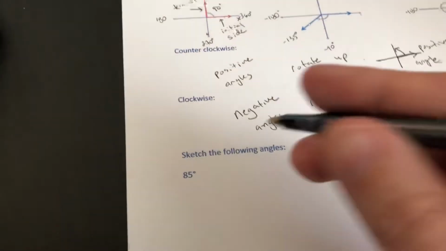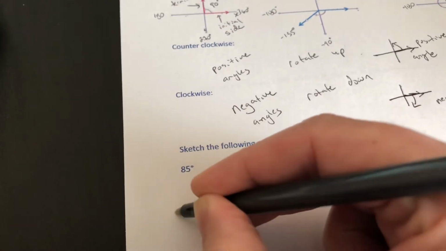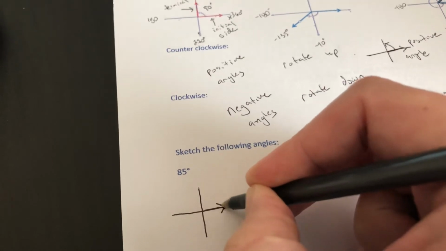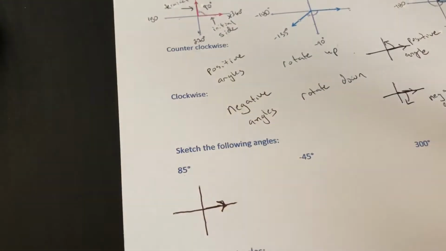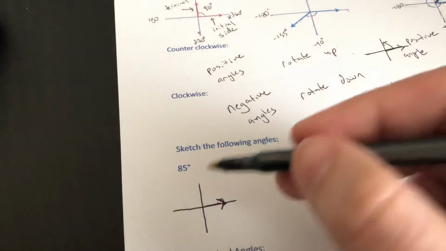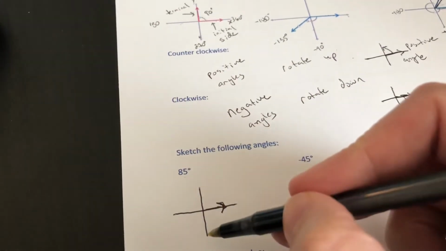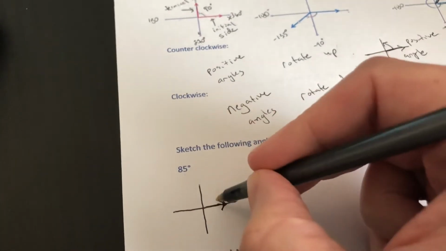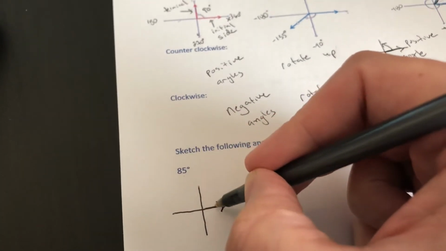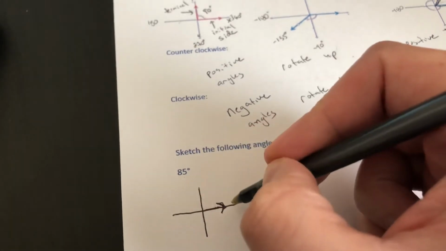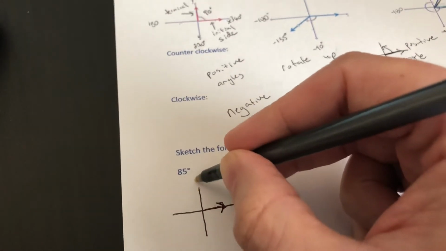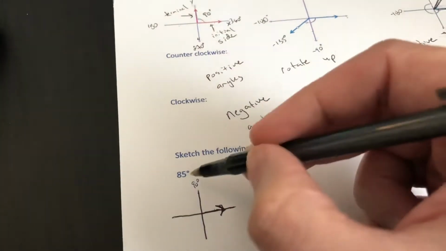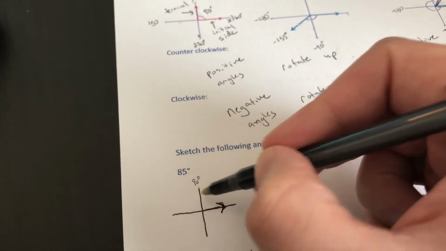All right, starting with 85 degrees. So I draw my XY plane. Here's my initial side right here. I draw my initial side with an arrow. And we're rotating positive 85 degrees. So if it's positive 85, are we rotating up or down? We should know that positive angles are always up. So I'm going to rotate up. Well, halfway between 0 and this reference point, this is 90 degrees right here, would be 45. So we know we're past halfway. And in fact, is 85 going to be closer to 90 or closer to 0?